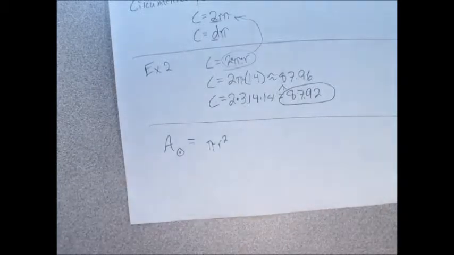What if they give us diameter? How am I going to find my radius? I divide it by 2, right? So I'll just get rid of it.